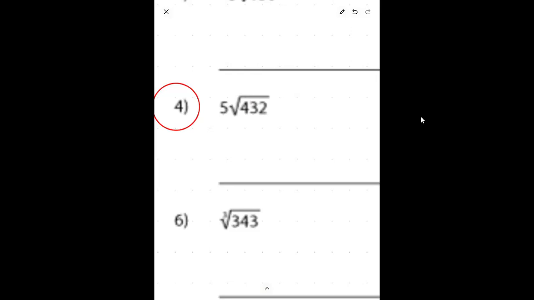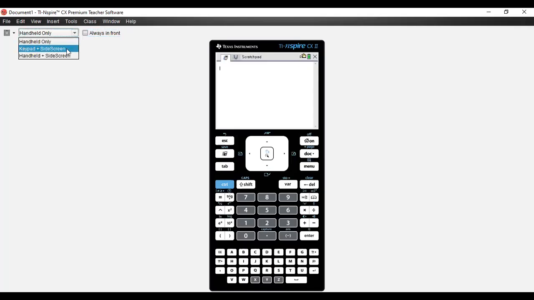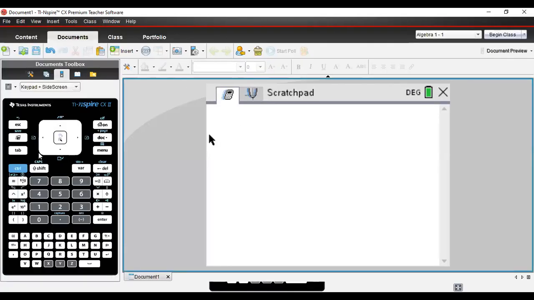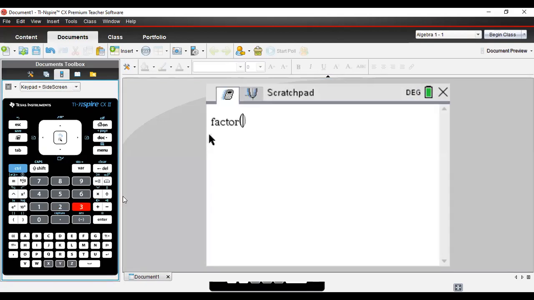Now, for our class, we have a TI Nspire, so that's what we're going to use. So let me get this up. If you go to the calculate screen and then you do menu 23, it's going to bring up the word factor.